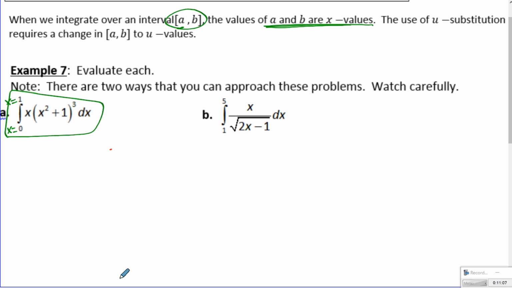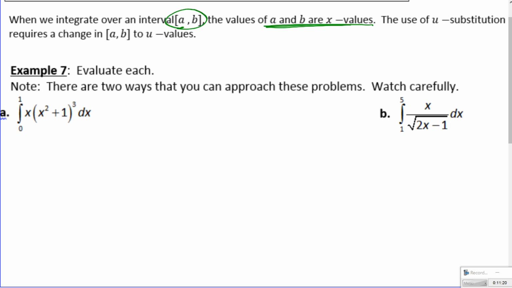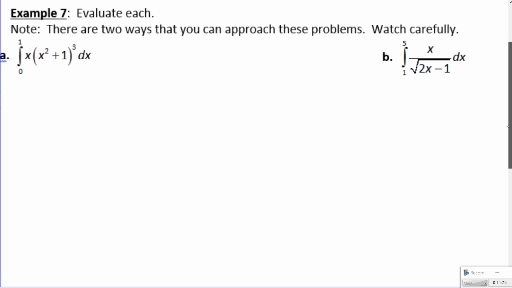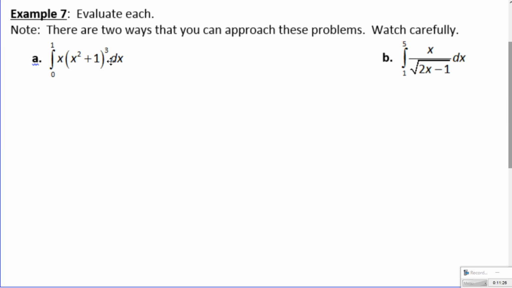If I switch to U substitution, I could update my bounds to be in terms of U. Or I could switch back to x's like we have been doing and use x values. So I think this first one, I will show you both techniques so you can do a comparison on it, and we'll go from there.